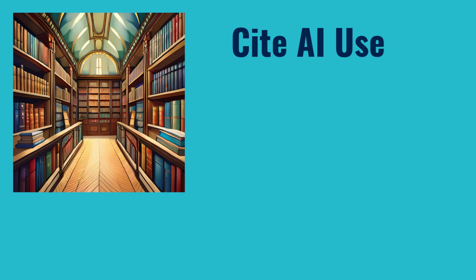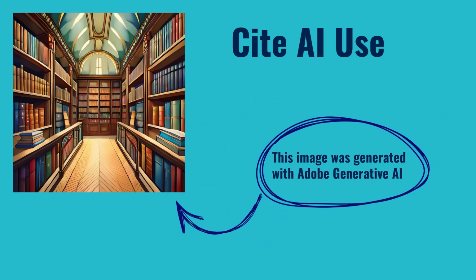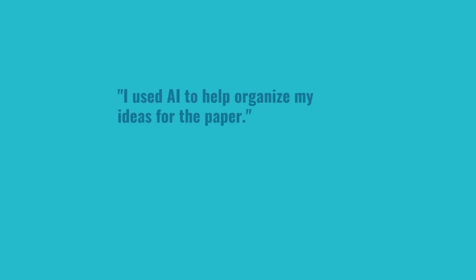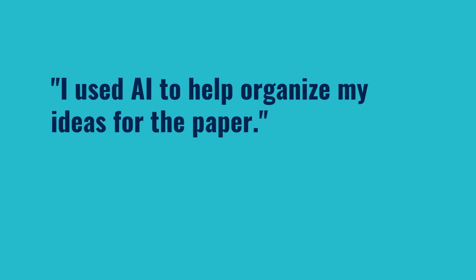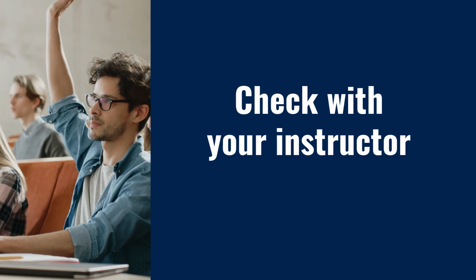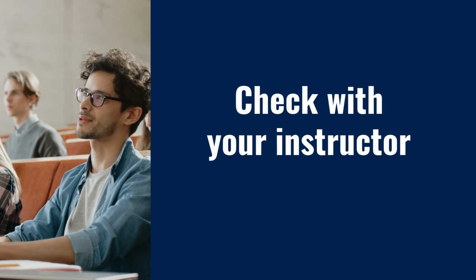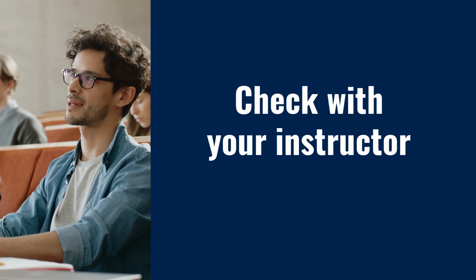If you use AI for any reason, you need to cite it. You can find more information about citing AI on the Shapiro Library's website. Regardless of which style you use, it's important to acknowledge somewhere in your assignment how the AI was used. If you're ever unsure about AI use, ask your instructor about their class policies.